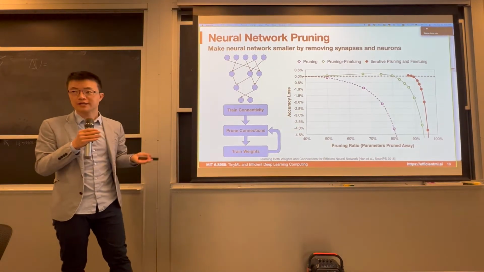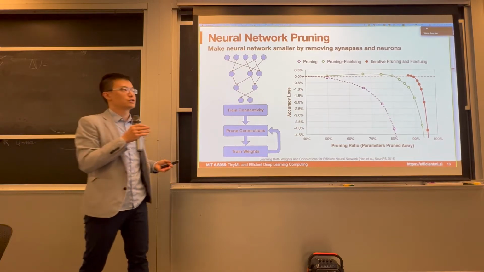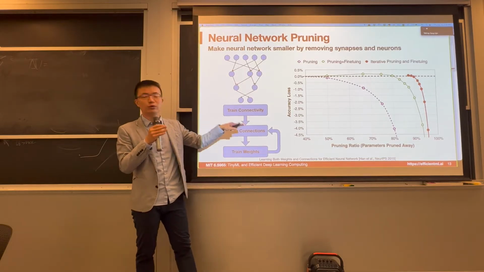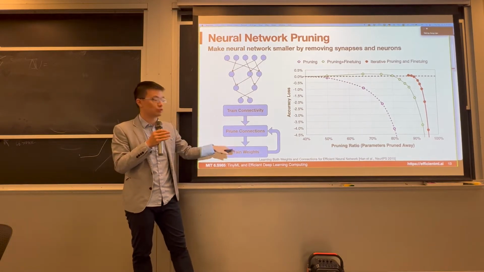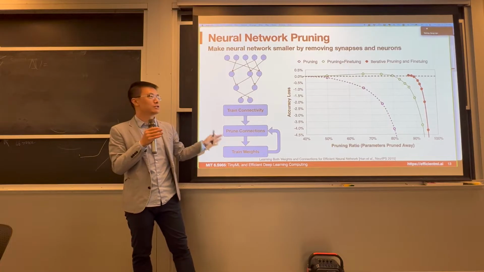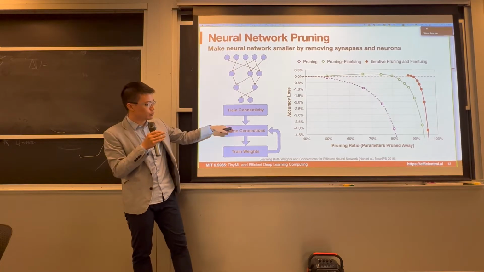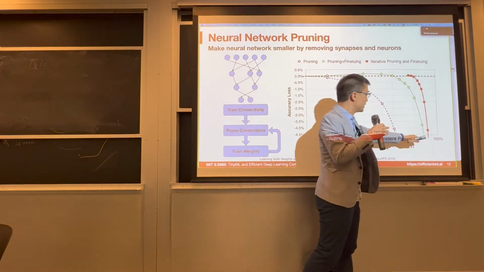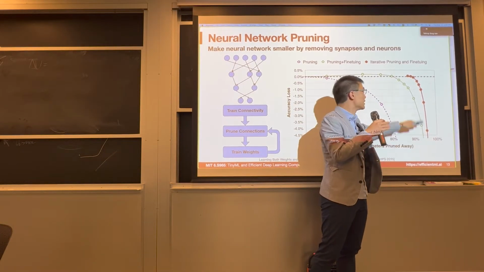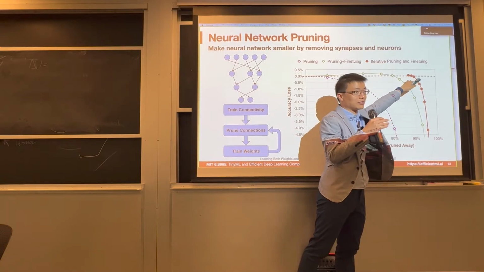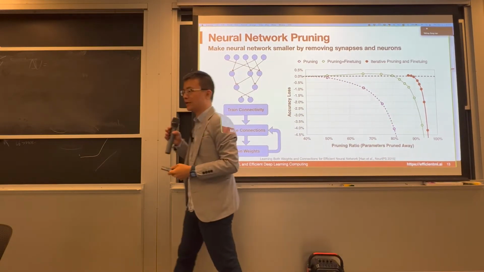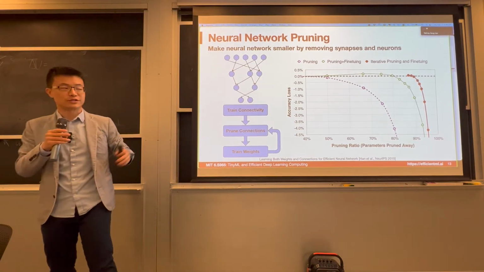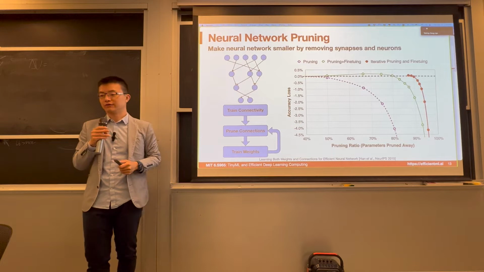Actually, we can do this process iteratively, right? So we prune some parameters, we retrain the remaining parameters. We prune a little bit more, and then we retrain again, right? So by iteratively doing such pruning and retraining, actually we can remove 90% of AlexNet without losing any accuracy. This is wonderful, right? And after that, the accuracy begins to drop very quickly. So this is the high-level idea of the pruning process.